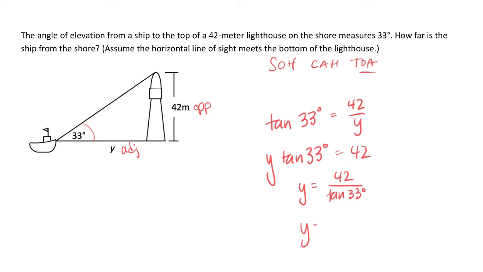And then lastly, I can go ahead and use my trig table or use my calculator all in one shot. But if I use my trig table, I've got 42 over, where's 33? Sorry, guys, 0.6494. And then I can go ahead and use my calculator to get y is approximately equal to 64.7 meters. And we're all done.